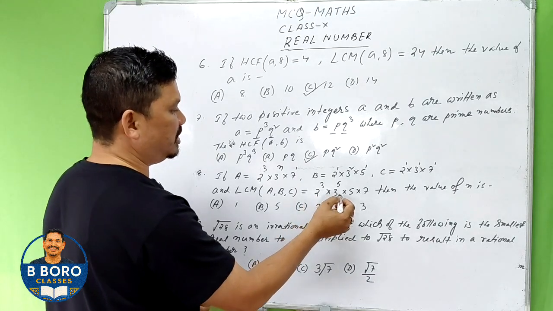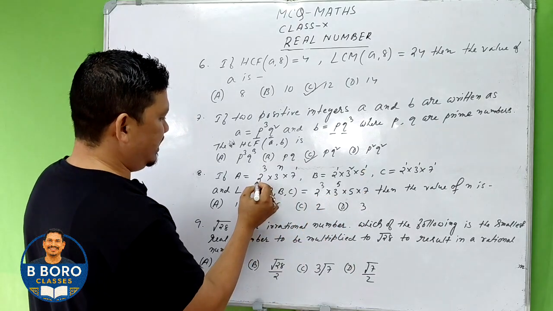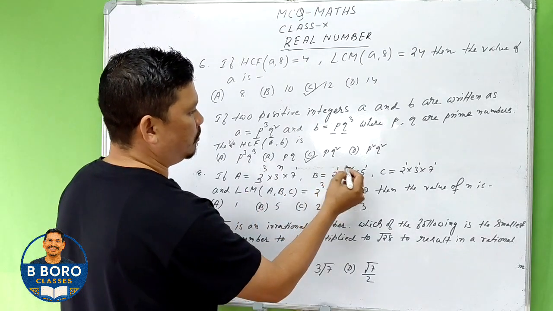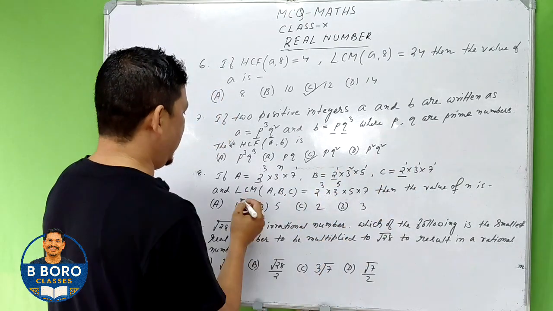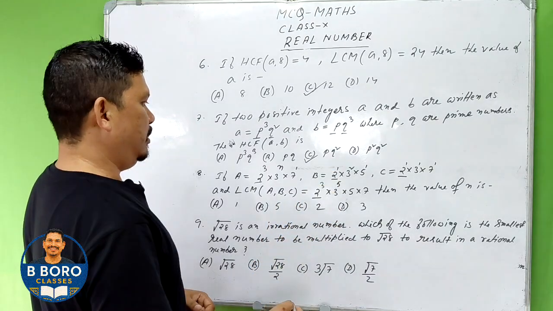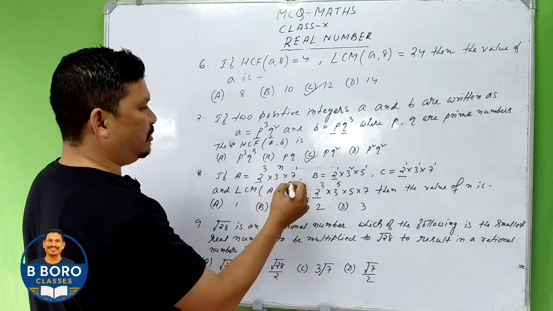The factors are 2, 3, 5 and 7. So here the highest power of 2 is 3. Here the highest power of 2 is 1. Here the highest power of 2 is 1. And in the LCM of A, B, C, the highest power of 2 is 3. So similarly, another common factor is 3.